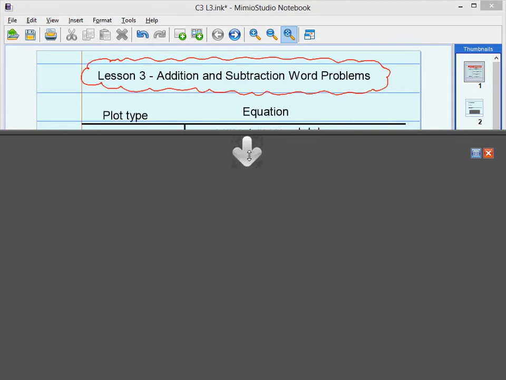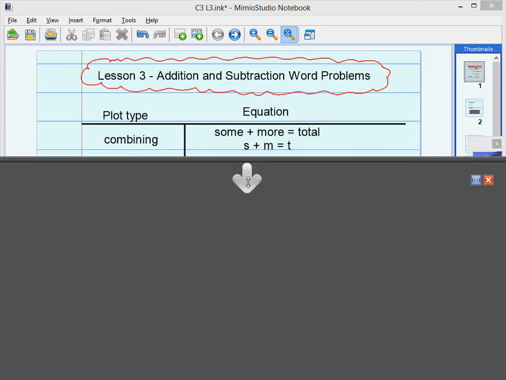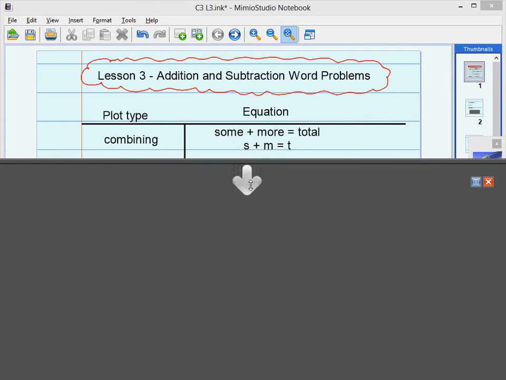So that's the plot. The first type that I want you to write down is a combining plot type. A combining plot type is where you have some and then you get some more and you get a total. Okay, so some plus some more is going to equal a total. And if you use variables, remember these can be anything you want them to be, but the book will represent it with S plus M equals T.